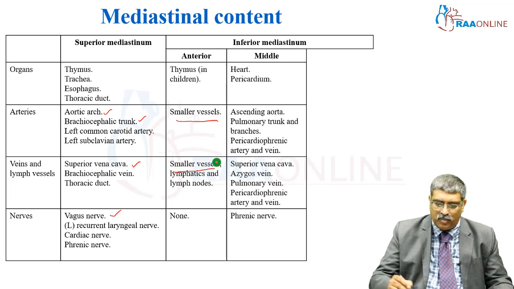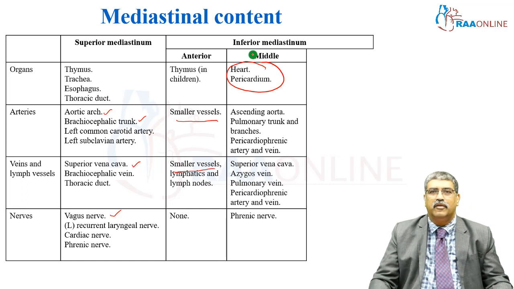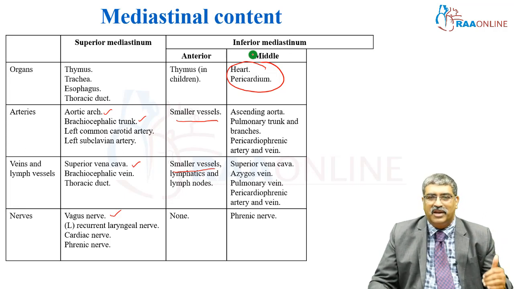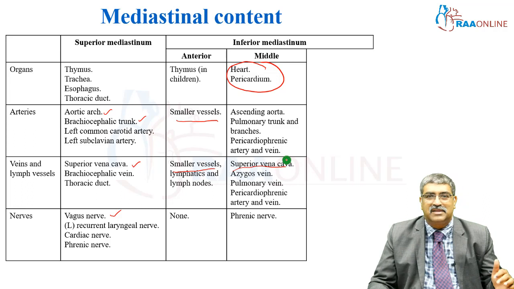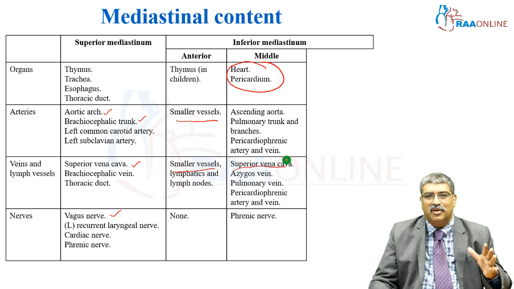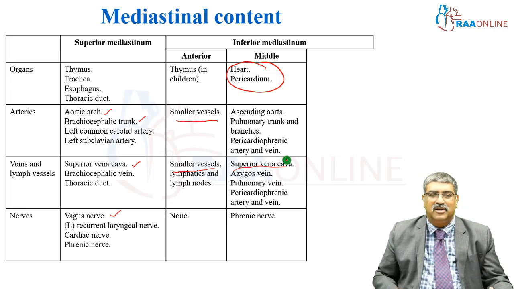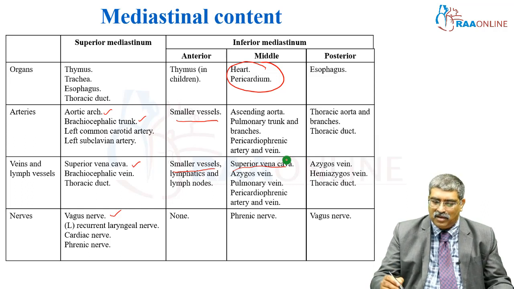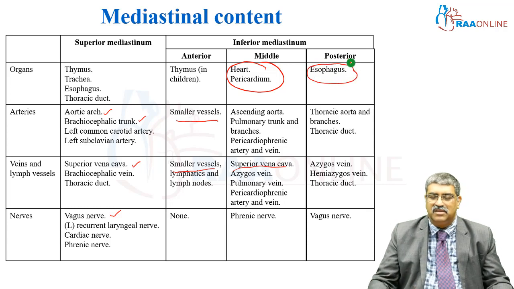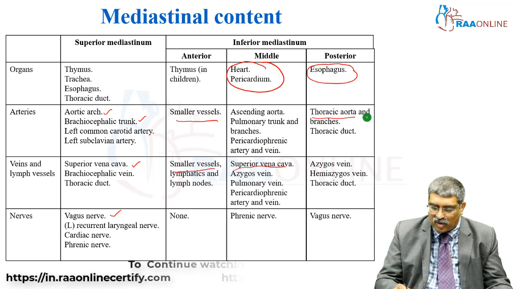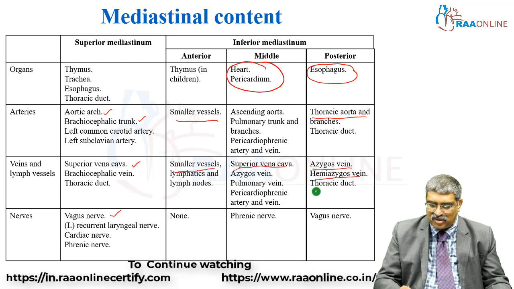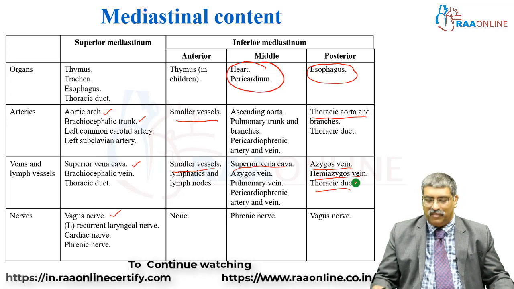In the middle mediastinum, you have the heart and the pericardium. From the artery side, you have the ascending aorta, pulmonary arteries, pericardiophrenic artery and vein. From the venous side, you have the superior vena cava, azygous vein, pulmonary vein, pericardiophrenic artery and vein. And the nervous system, you have the phrenic nerve. Coming to the posterior part, the organ is going to be esophagus. Major blood vessels include thoracic aorta and thoracic duct. And vein, you have the azygous, hemiazygous and thoracic duct. And nerve, you have the vagus nerve.